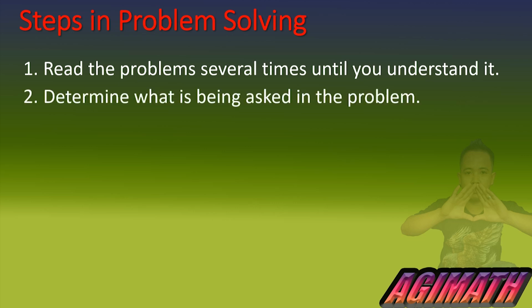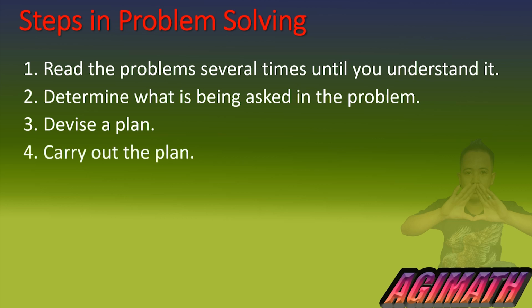Second, determine what is being asked in the problem. This is also very important because this is our goal, to know what is being asked in the problem. Number 3, you are going to devise a plan. So in your mind, you create a plan of what you are going to do, and then for the fourth step, you carry out the plan. And lastly, you look back. Look back is an elegant way of saying you do the checking.